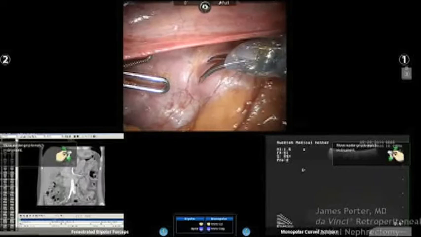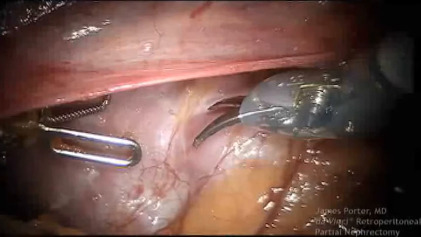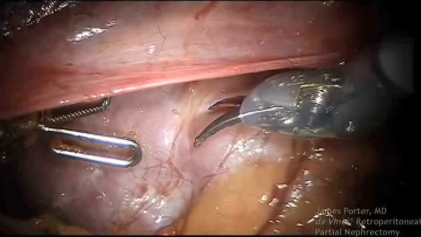I'm doing this off from the console thanks to TilePro. It's a really nice feature. Really helps you see things in real time. Where's the sagittal?